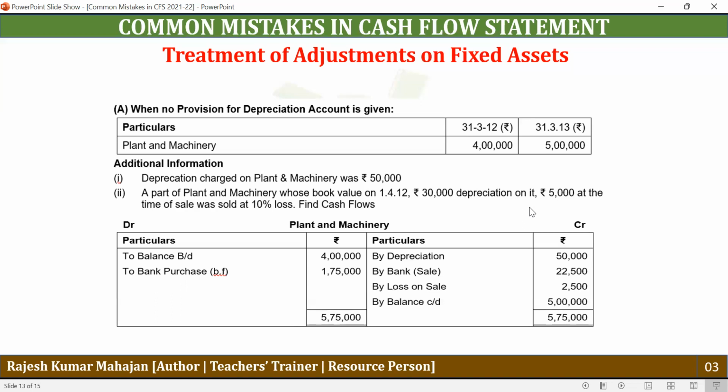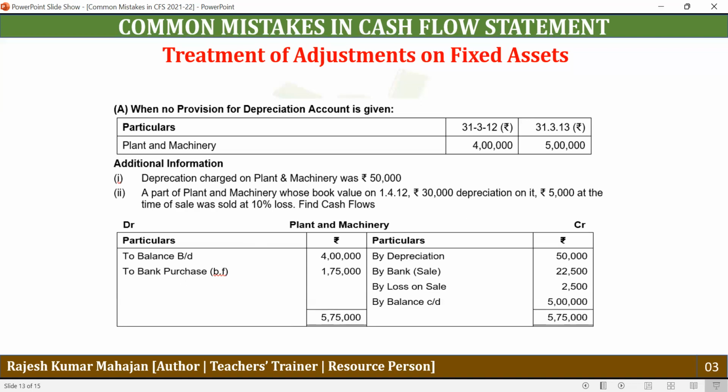So now we will see what is the value of the machine sold after depreciation. 30,000 minus 5,000, that is 25,000. So 30,000 is the book value at the beginning of the year, whereas 25,000 is the book value at the time of sale. So the book value of 25,000 has been sold at 10% loss. So 10% of the book value on the date of sale will be 2,500 rupees. So 25,000 minus 2,500, the remaining balance will be 22,500. It means the asset has been sold for 22,500 rupees.